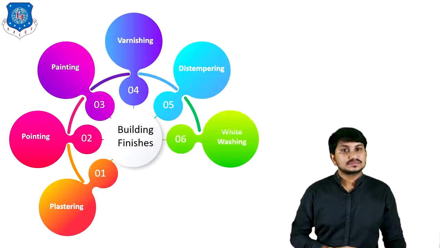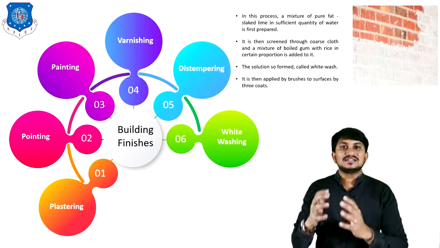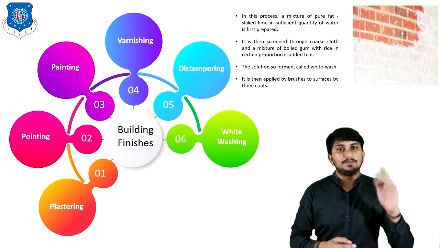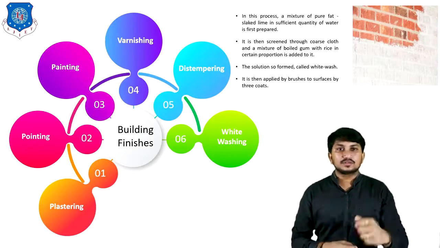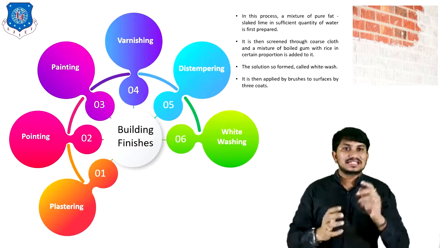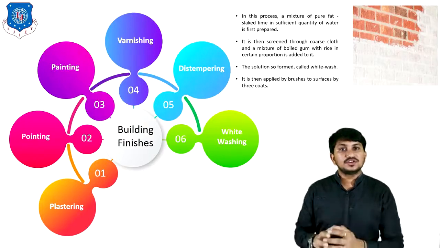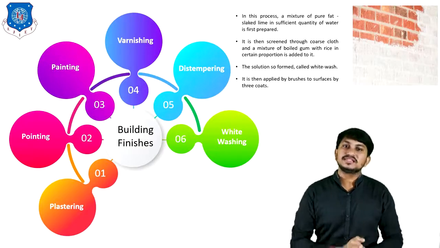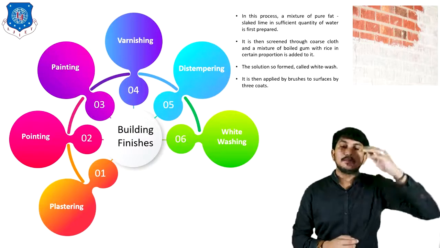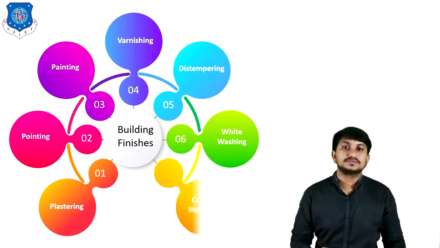Next is whitewashing. In this process, a mixture of pure fat lime in a sufficient quantity of water is first prepared. It is then screened through a coarse cloth and a mixture of boiled gum with rice in certain proportion is added to it. Then the solution is formed, which is called whitewash. It is then applied by a brush to the surfaces in 3 coats, in 3 layers. This is called whitewashing.